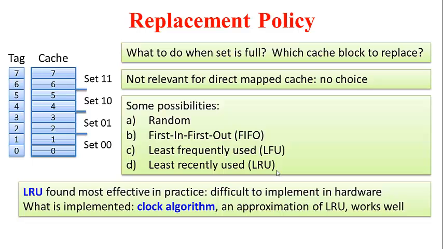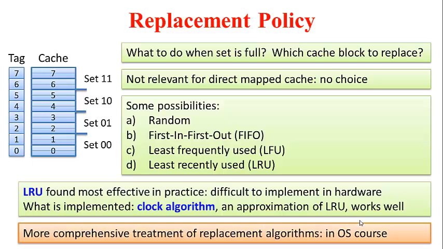So what is actually implemented goes by the name of clock algorithm, which is an approximation of LRU, and it is found in practice that the clock algorithm works quite well. What exactly do we mean by working quite well? That is, it leads to lesser miss ratio in the long run. Although I have mentioned the name clock algorithm here, an actual discussion of the algorithm itself is outside the scope of this course. Also outside the scope is a more comprehensive treatment of the design trade-offs of these various possible algorithms for the replacement policy.